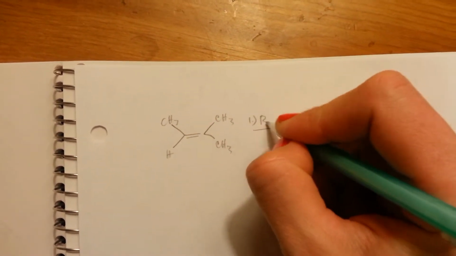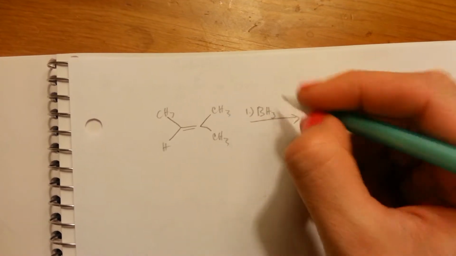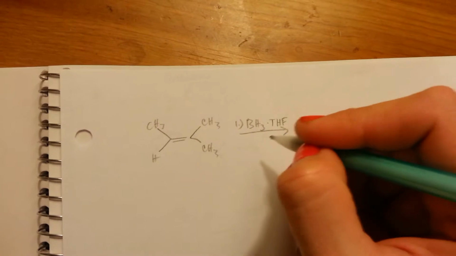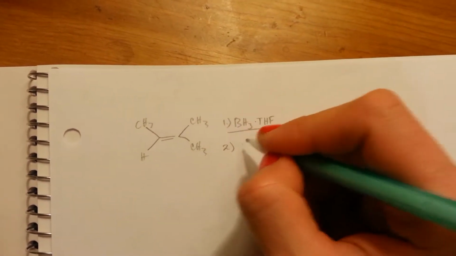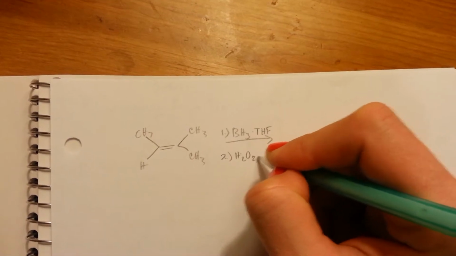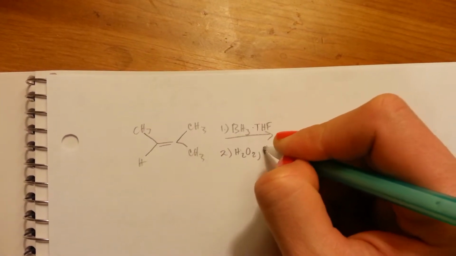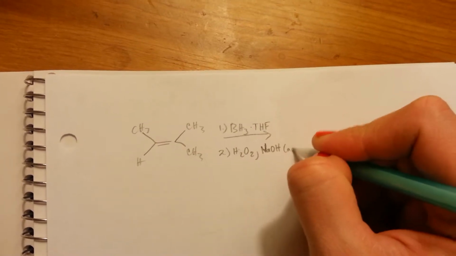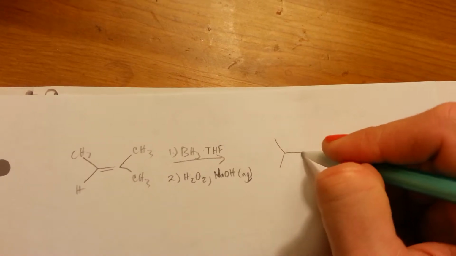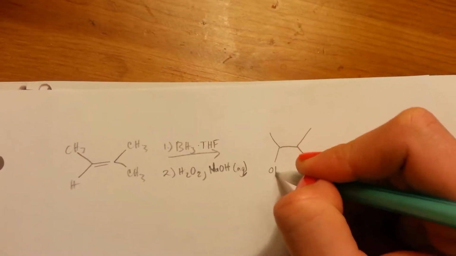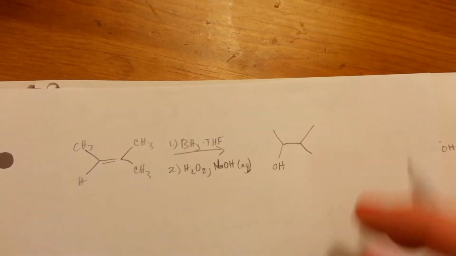The first step is the hydroboration, with BH3 attached to THF, so that it is known as explosive. The second step is the oxidation step, H2O2 and NaOH, aqueous. And that will give an anti-Markovnikov alcohol.